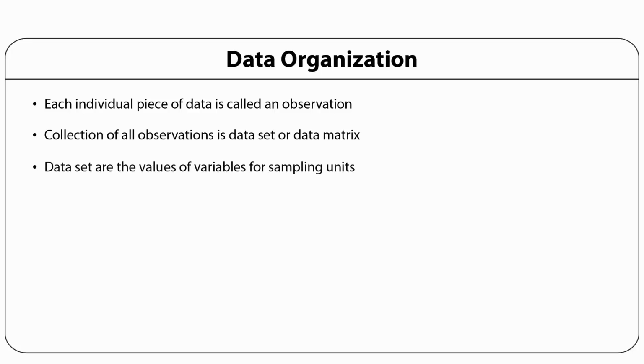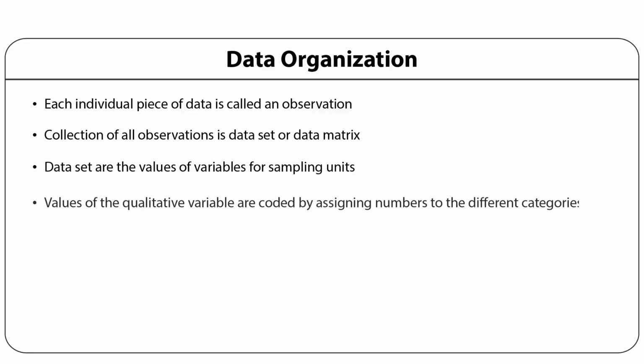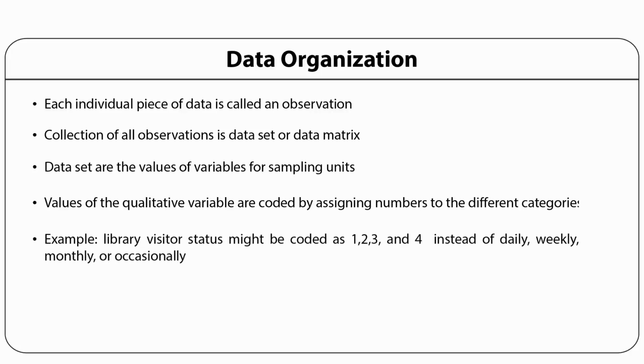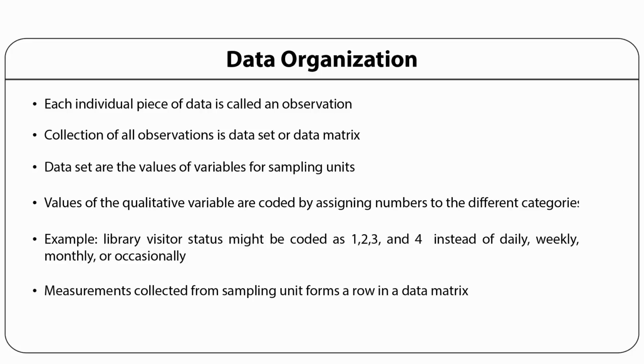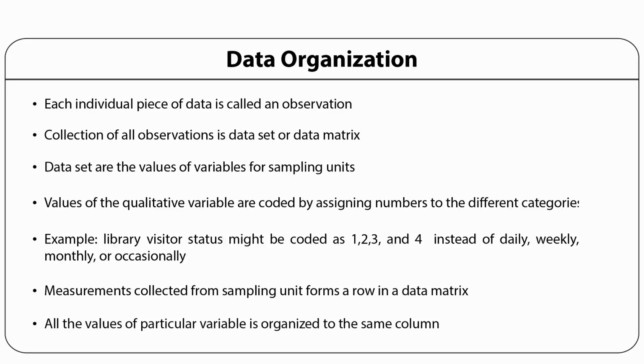Data sets are the values of variables of sampling units, and the values of these quantitative variables are coded by assigning some numbers that you get from a Likert scale, 1, 2, 3, 4, or maybe daily, weekly, monthly, occasionally, whatever you say. Measurement collected from a sampling unit forms a row in a data matrix, and all the values of a particular variable form a column.